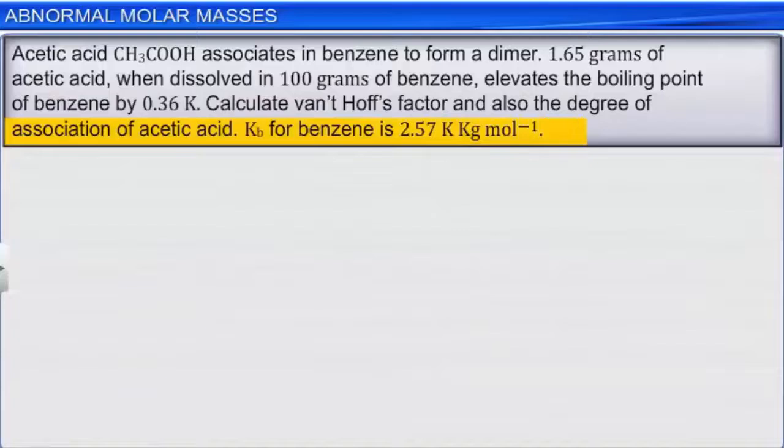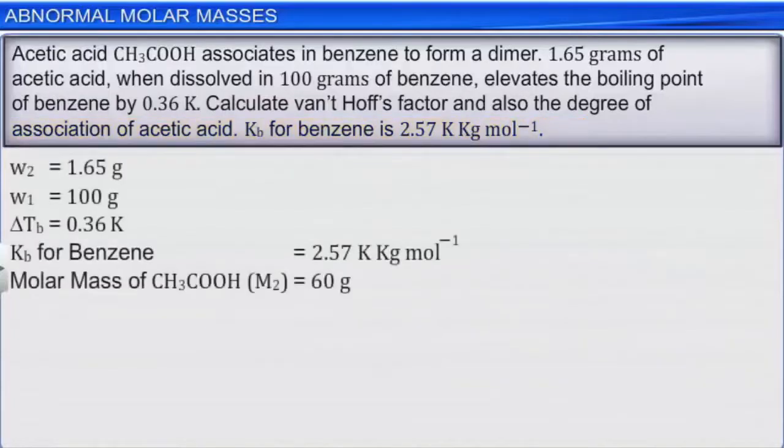The first step is to list the given variables. W2 is equal to 1.65 grams. W1 is equal to 100 grams. Delta Tb is equal to 0.36 Kelvin. Kb for benzene is 2.57 Kelvin kilogram per mole. Molar mass of acetic acid M2 is equal to 60 grams. Van 't Hoff's factor I and degree of association need to be calculated. Let us first calculate Van 't Hoff's factor I.